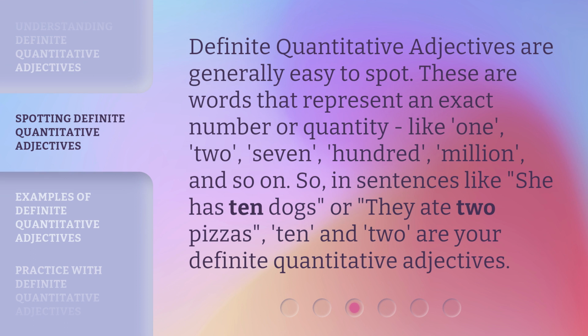Definite quantitative adjectives are generally easy to spot. These are words that represent an exact number or quantity, like 1, 2, 7, 100, million, and so on. So, in sentences like, "She has 10 dogs," or "They ate 2 pizzas," 10 and 2 are your definite quantitative adjectives.